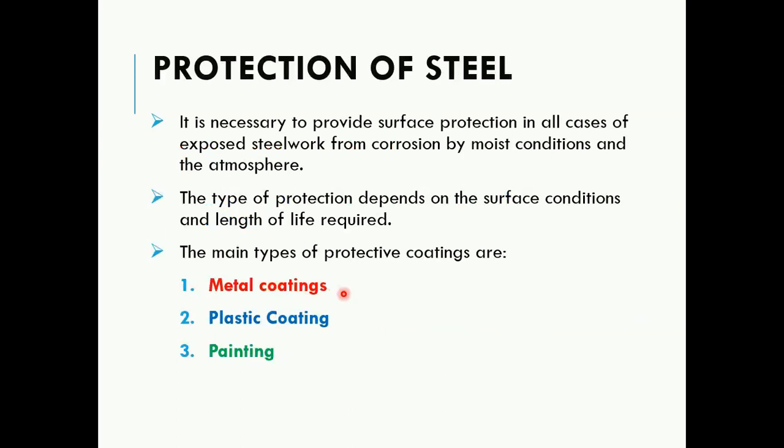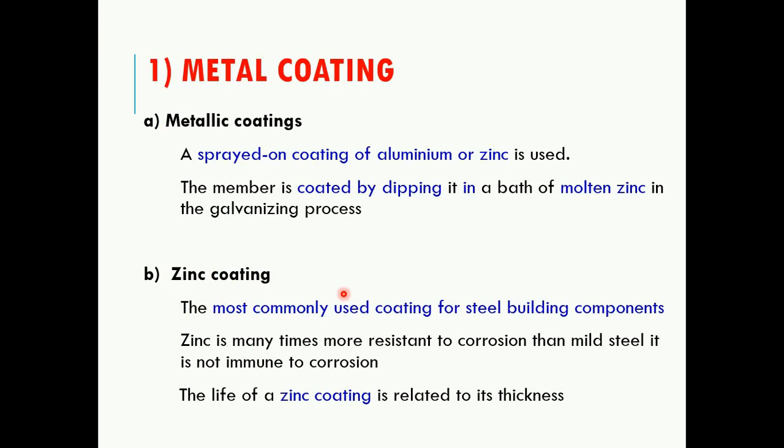Okay, so for protection of steel, since steel is subjected to corrosion, that's why we need to put some protection. The type of protection depends on the surface condition and also the length of the life required. There are main types of protective coating, which is the metal coating, plastic coating, and also painting. For metal coating, we have metallic coating, zinc coating, which is we spray coating outside of our steel.